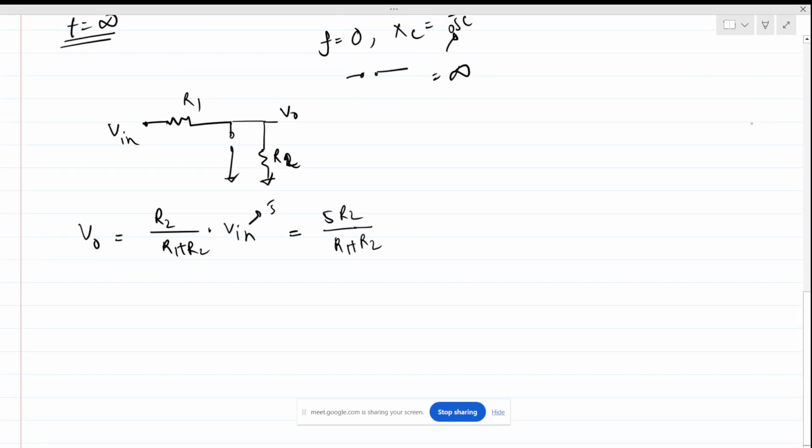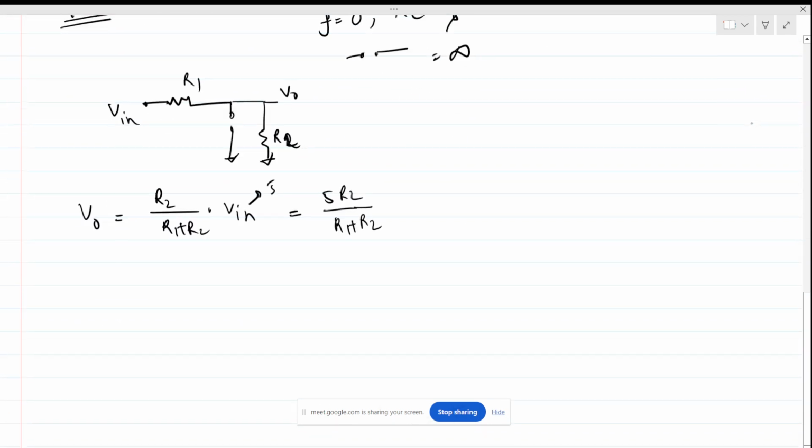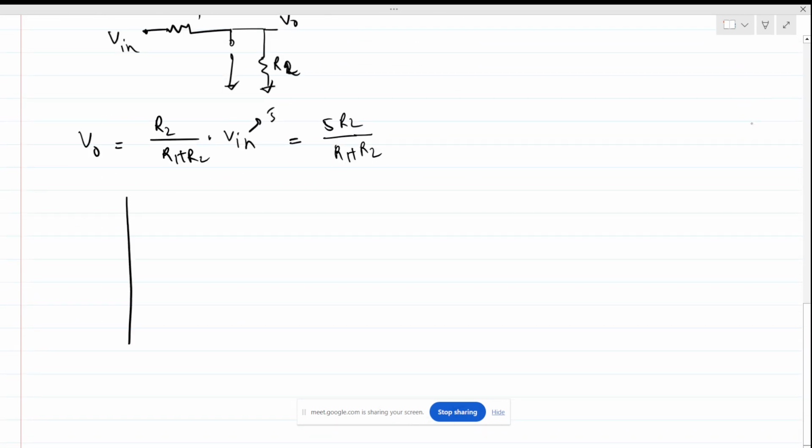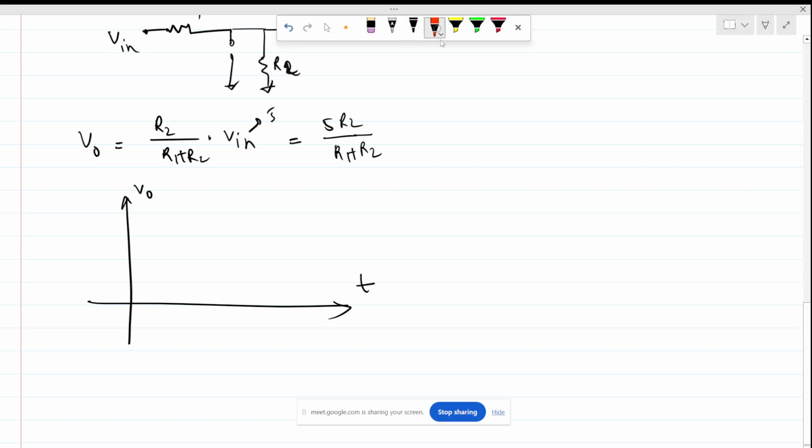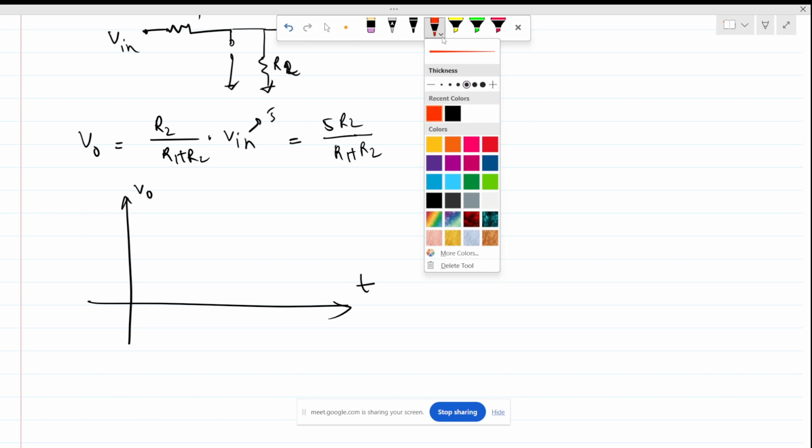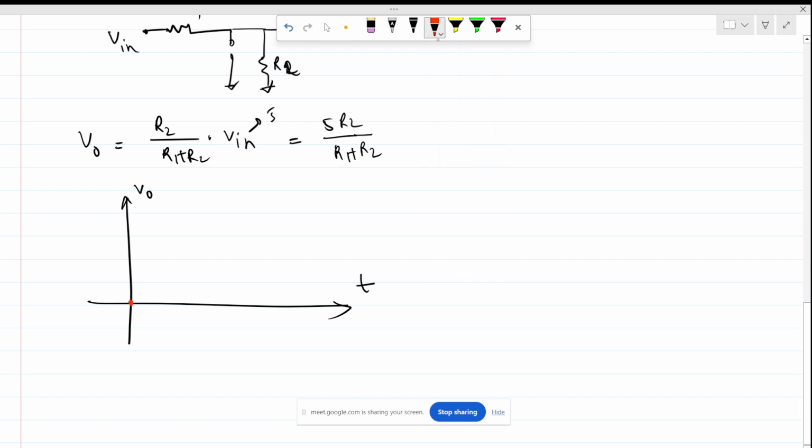So now, if we try to plot the response V out versus time, at t equals 0, our output is 0. So this will be the case. And at t equals infinity, output is this value. So let's say this is the steady state case, 5 times R2 divided by R1 plus R2. Now the question is what will be the behavior in this time? Okay, let's say this is our Tx.